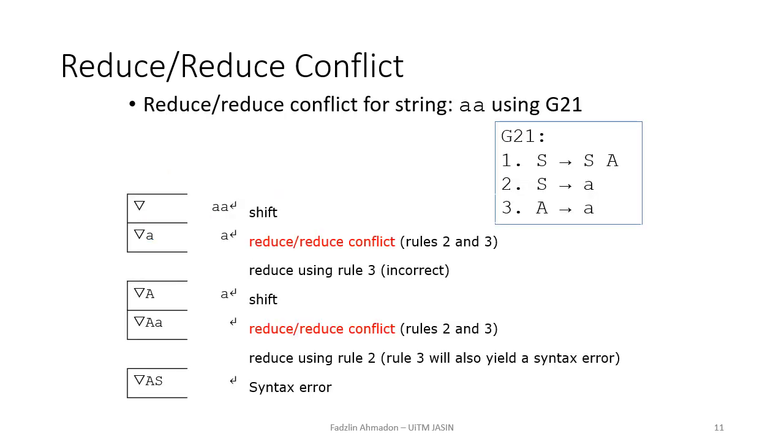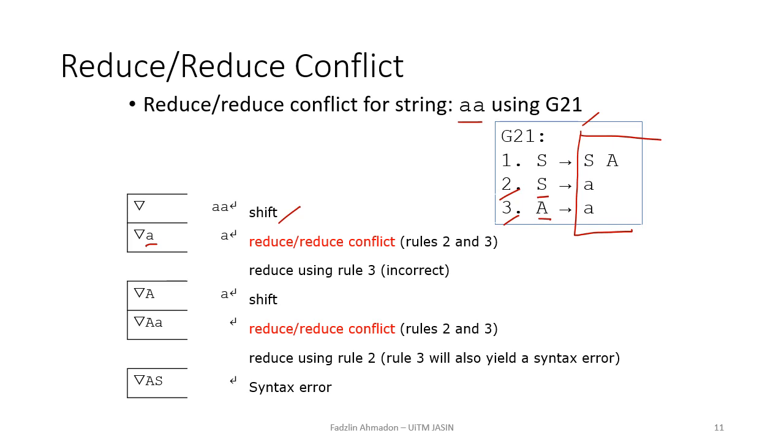This is an example of reduce conflict for the string AA using grammar 21. So the first operation is always shift, and once we have shifted A on top of our stack, we face a reduce conflict. Because if you look at the right hand side of grammar 21, there are A's for both rule number 2 and rule number 3. Therefore, the parser is confused whether to reduce using rule 2 and replace it with est, or reduce it with rule 3 and replace it with A.